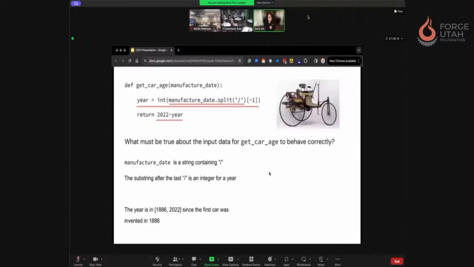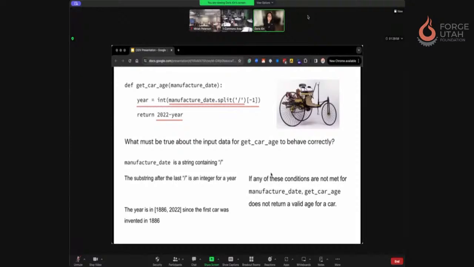All right, things just went horribly out of order, unfortunately. So what happened was, if we don't know anything about cars, the year should be in the range of 0 to 2022, but if we know about cars, the first car was invented, I looked it up last night, in 1886. So the year should really be within 1886 and 2022. But of course, applying common sense on top of that, we're probably looking at a year no earlier than the early 1990s. So if any of these conditions are not met for the manufacture date input, get car age does not return a valid age for a car.